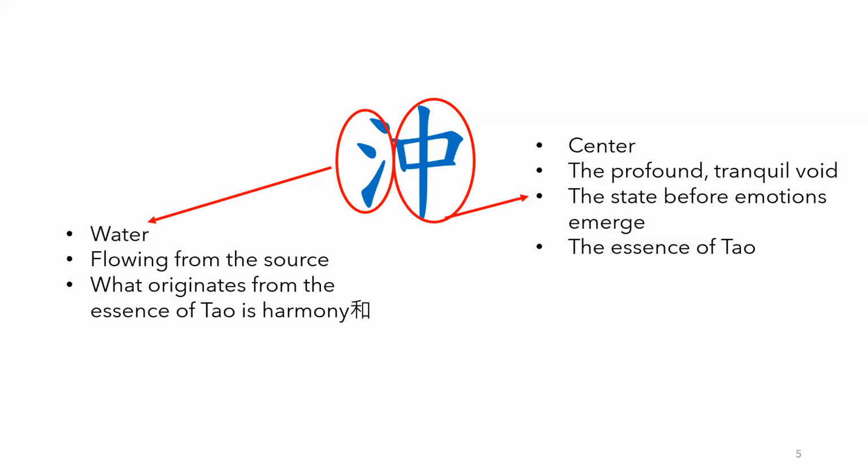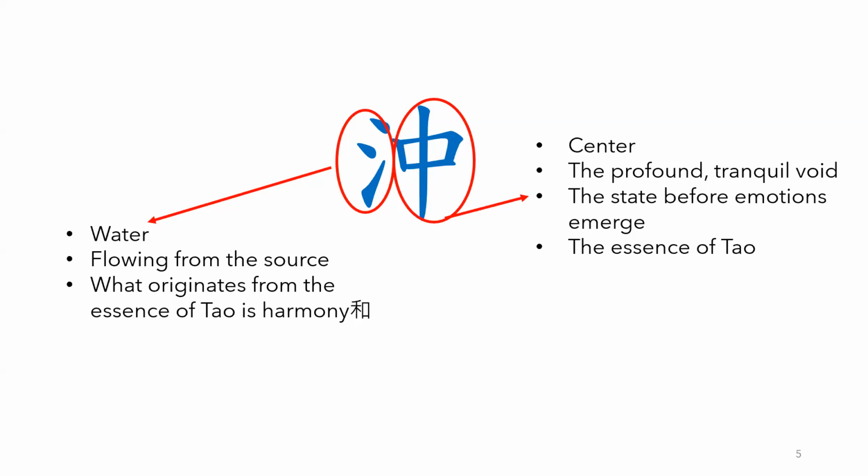On the left-hand side, there are 3 strokes. 3 strokes, of course, we know it's water. And one quality of water is to flow. This water is not ordinary water. This water is right flowing from the source, from 中. So what originates from the essence of Tao, from the source, is harmony. You see, in 中庸, we know 发而皆中节谓之和. So what originates from the essence of Tao, from 中, from 本体 is 和.